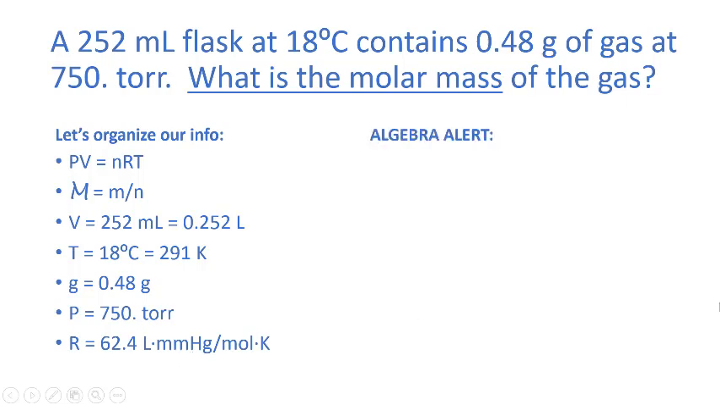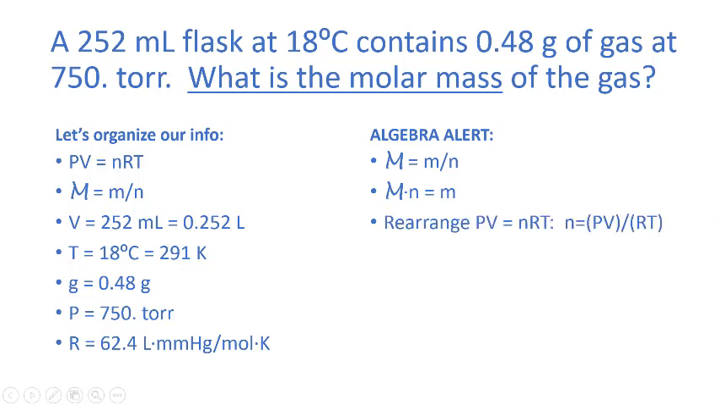All right, algebra alert. We have got to do a lot of rearranging here and substituting, and it's not going to be a whole lot of fun, but hang in there because I'm going to give you a shortcut after we do this problem and the next one that will help you out a lot. Molar mass is mass over moles. Let's rearrange that and get mass by itself. So mass is the same as molar mass times moles.